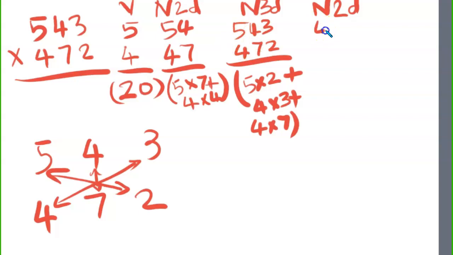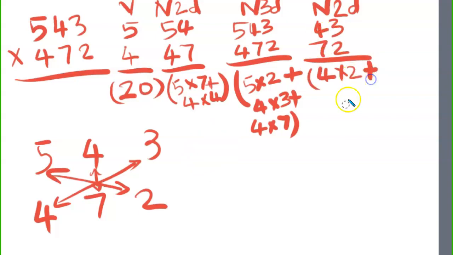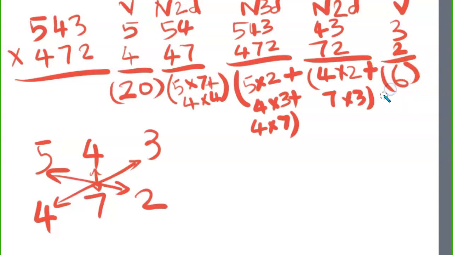Now we take the next 2 digits, and if we move away from 5, we end up with 43 as the first number, and the second one is 72, and we do the cross multiplication. Similarly, 4 times 2 plus 7 times 3. And we take the last digit, vertical multiplication: the last digit is 3 of the multiplicand and 2 of the multiplier, and so we end up with 6.